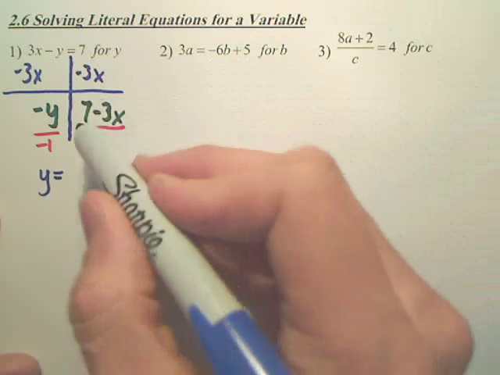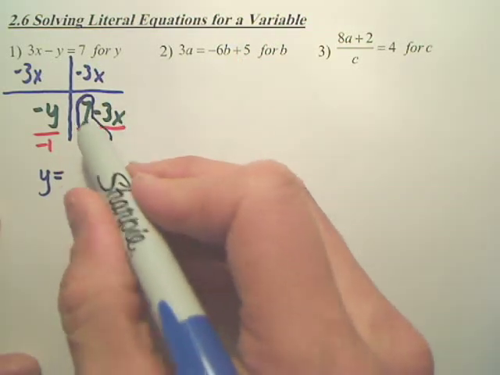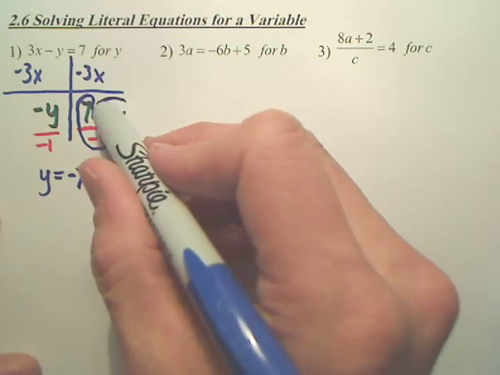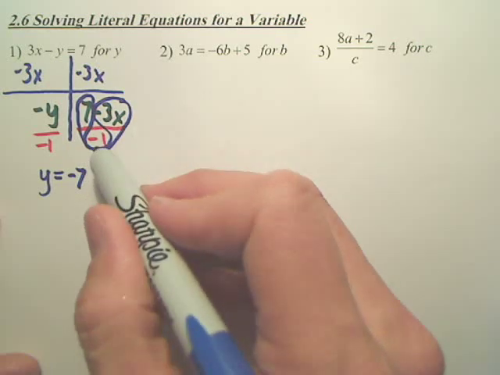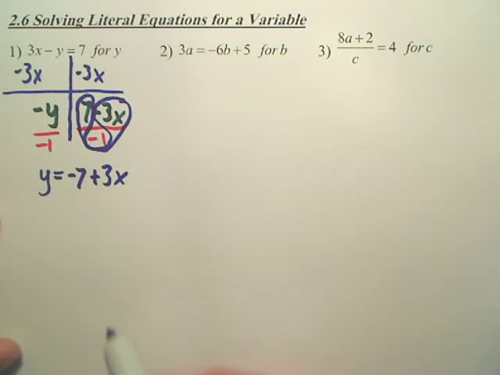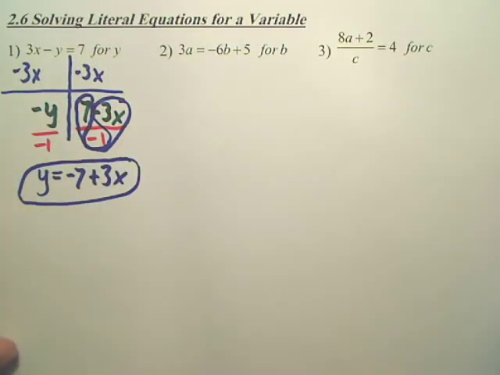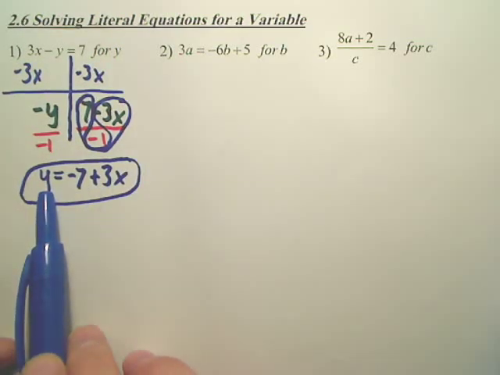And here, what do you get right here when you divide by negative 1? 7 divided by negative 1 is negative 7. And here, it looks like you get negative 3 divided by negative 1 is positive 3. What I did is I solved the equation for y. Got y by itself.